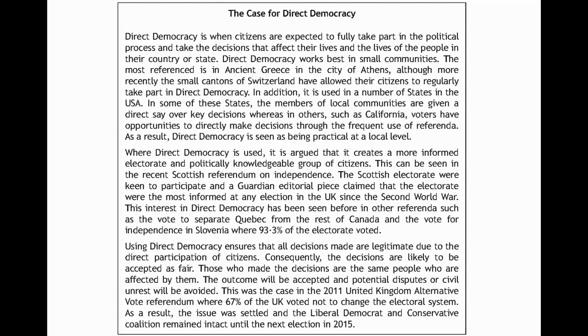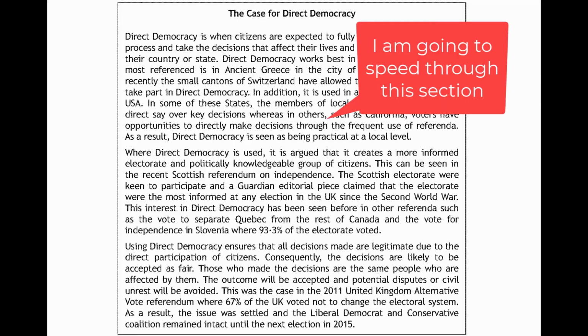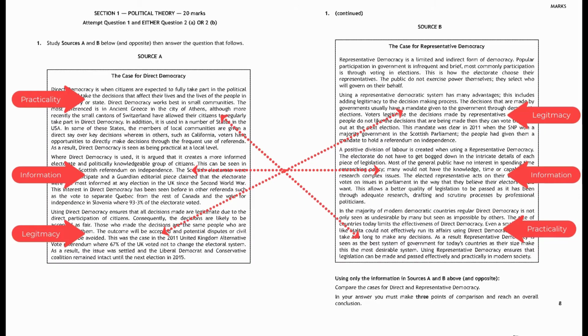Let's begin by reading the first paragraph in Source A, which presents the case for direct democracy. As you listen to me read it, or read along yourself, try to think of one word that sums up what the paragraph is referring to. Our next step is to draw connecting lines between each of the points of comparison. We will tackle the overall conclusion at the end of the process. Next, we need to construct our written response, and the following technique will help you to focus on the requirements of the question.